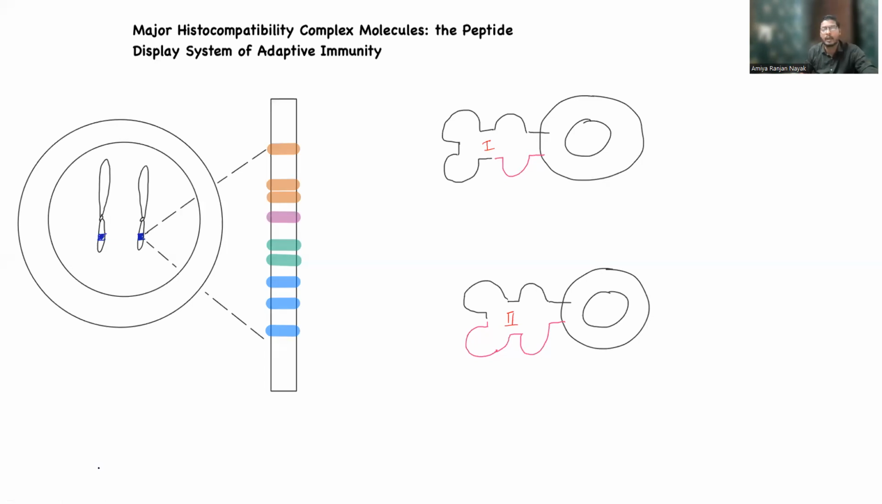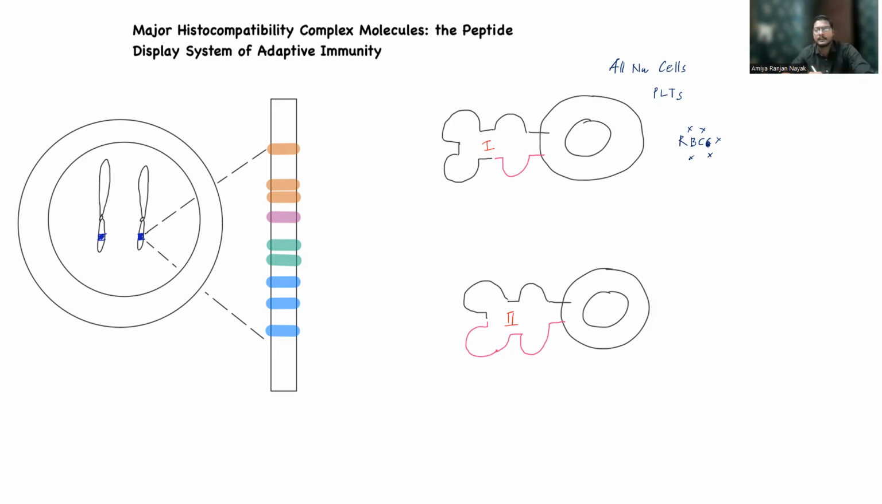The MHC class 1 molecule is present on all nucleated cells and platelets. However, it is not present on RBCs. We have discussed that RBCs and platelets do not have a nucleus. However, platelets will still have MHC class 1 molecules, but RBCs will not.